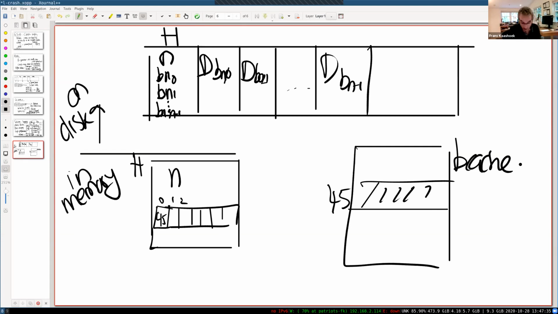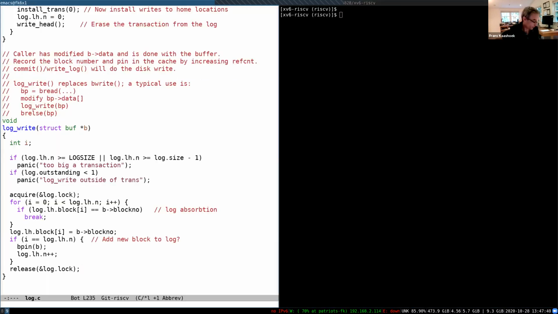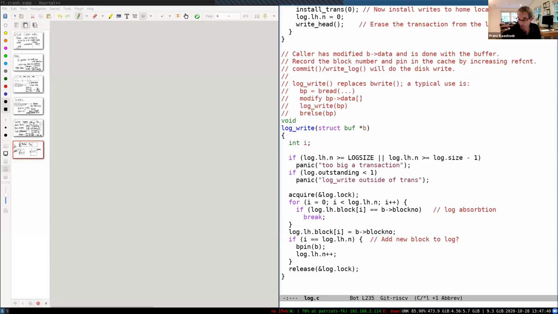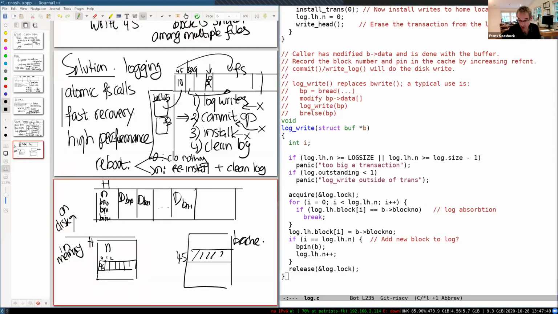So let me pull up some code, and let me put this next to it. Let me keep that picture so that we can look at it if we want to, or I can point to it.